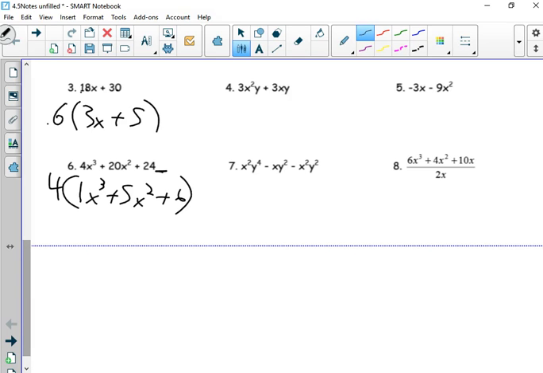Just get in this habit. Here's a good way to do it. Just look at the 3's. 3. Look at the x's. I have 2 and 1. I can take 1 out. Y's. I have 1 and 1. So I can take 1 out.